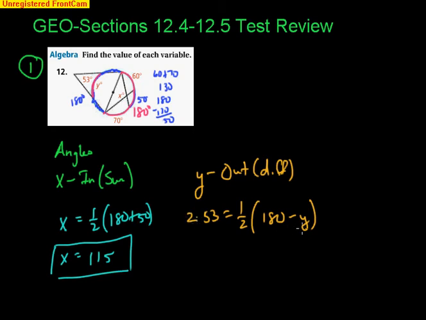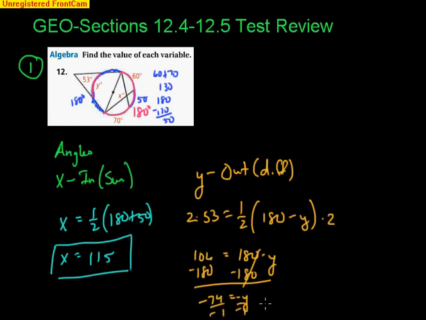Whenever you're finding an arc, times by 2 to get rid of that 1/2. 106 equals 180 minus y. Subtract 180 from both sides. Negative 74 equals negative y, and then we'll divide by negative 1. And y is 74. So there's an angle inside and outside in that one problem. Make sure you really can dissect the picture and use the information you need to find each variable.